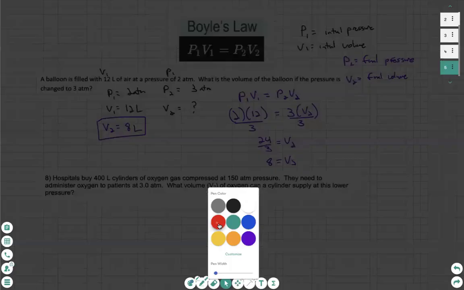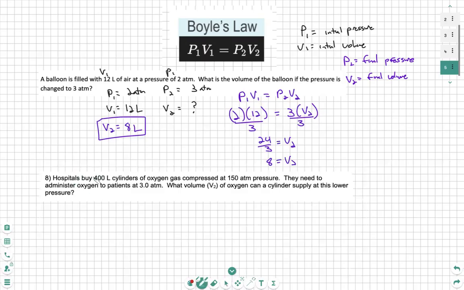In this example, let's read it out loud. Hospitals buy 400 liter cylinders of oxygen gas compressed at 150 atms. So immediately I have a V1, which is 400 liters, and a P1, which is 150 atms. They need to administer oxygen to patients at 3 atms. So they need to change atms to 3 from 150. This one is also looking for that second volume. So we're going to plug and chug.